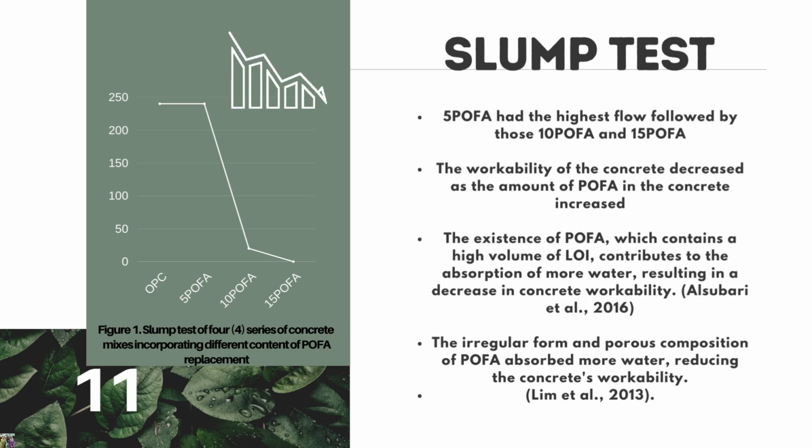The explanation for this is due to the existence of POFA, which contains a high volume of loss on ignition, which contributes to the absorption of more water, resulting in a decrease in concrete workability, Al-Sabari, 2016. Furthermore, the irregular form and porous composition of POFA absorbed more water, reducing the concrete's workability, Lim, 2013.